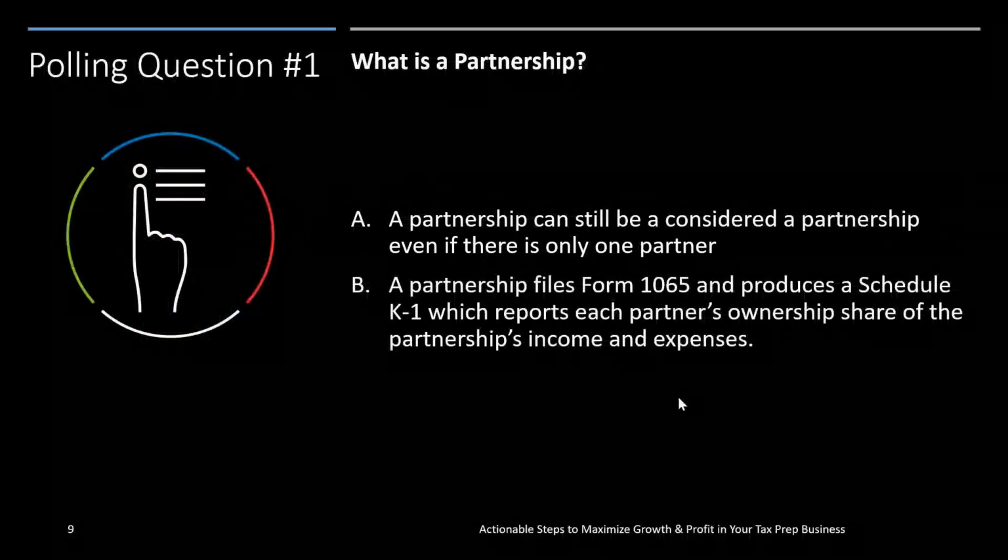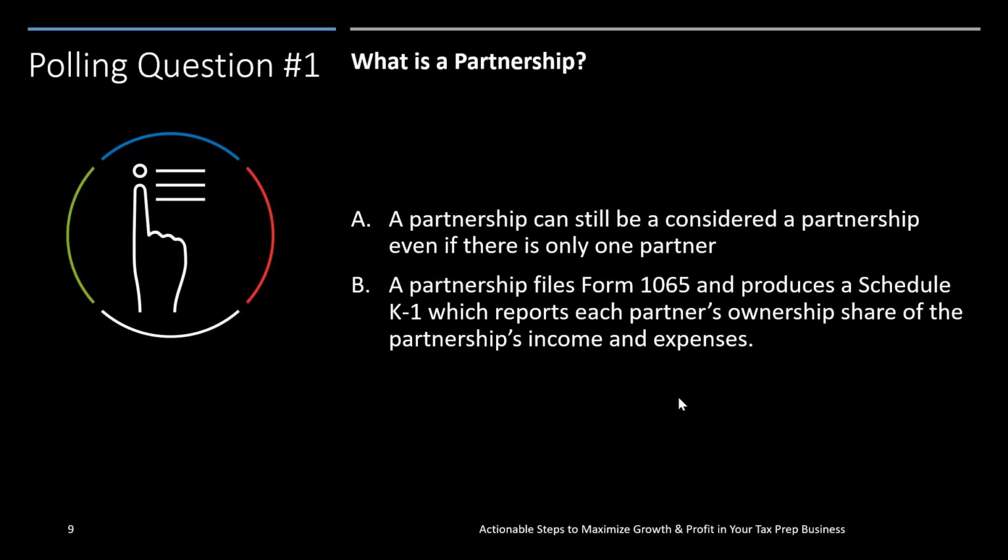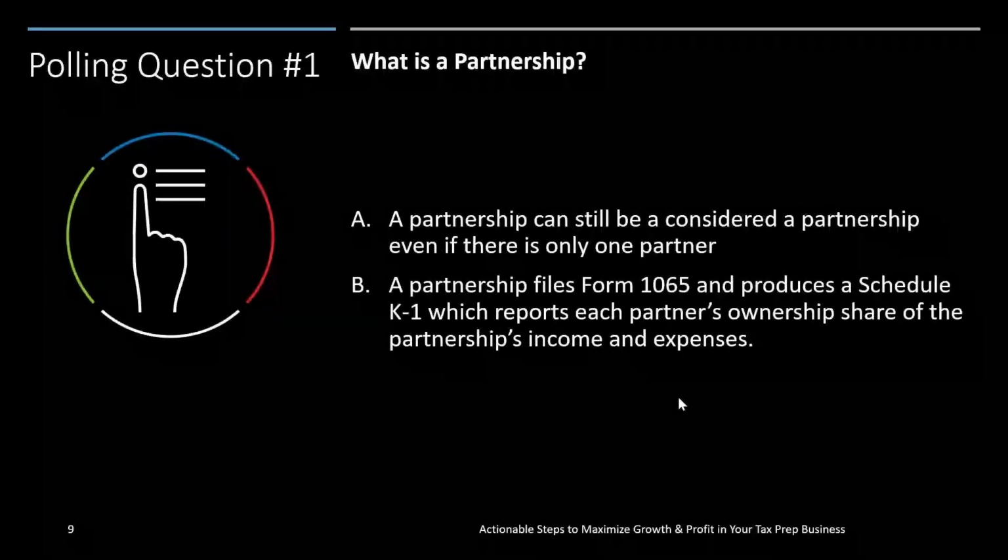Now, I want to go ahead and open this up to our first polling question, and just use this as an attention check. Today I've made the polling questions quite a bit easier, so hopefully most of you will get this right. The first question is, what is a partnership? I have two options, so you've got a 50-50 shot even if you're not paying attention. A, a partnership can still be considered a partnership even if there's only one partner. And B, a partnership files Form 1065, which produces a K1, which reports the partner's ownership share on the partner's income and expenses. I'm going to give everybody a bit of time to go ahead and answer this question.